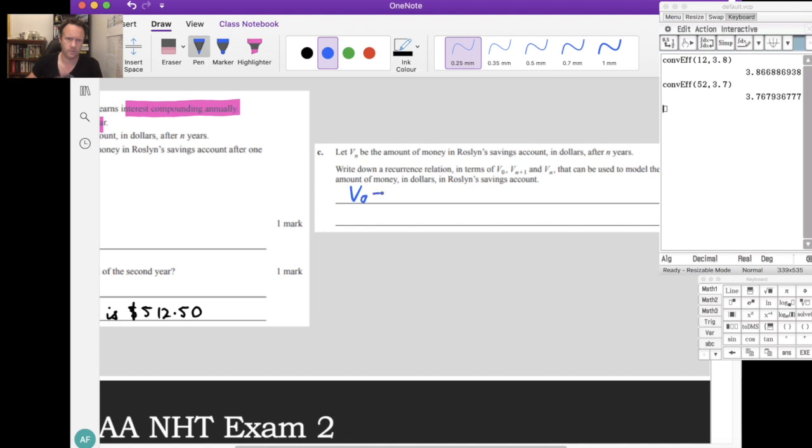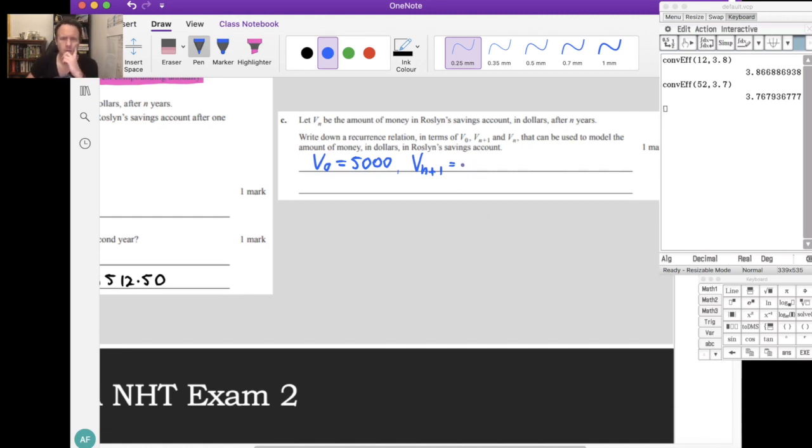Okay, so we can start with V0. We know that the initial amount was $5,000, comma, and then Vn+1 is equal to 1.05 times Vn. Okay. So we've got it in terms of V0, Vn+1, and Vn.